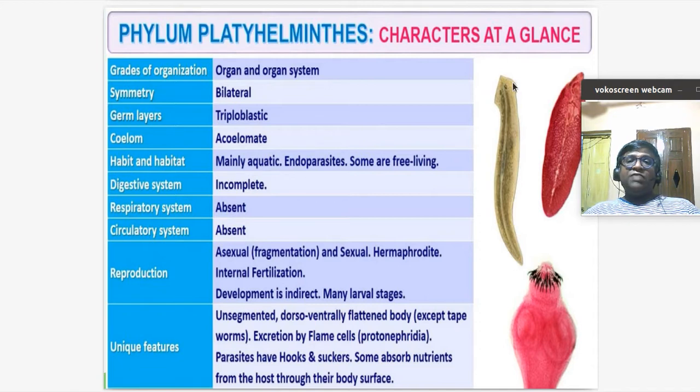So the salient features of this phylum Platyhelminthes are they have an organ and organ system.